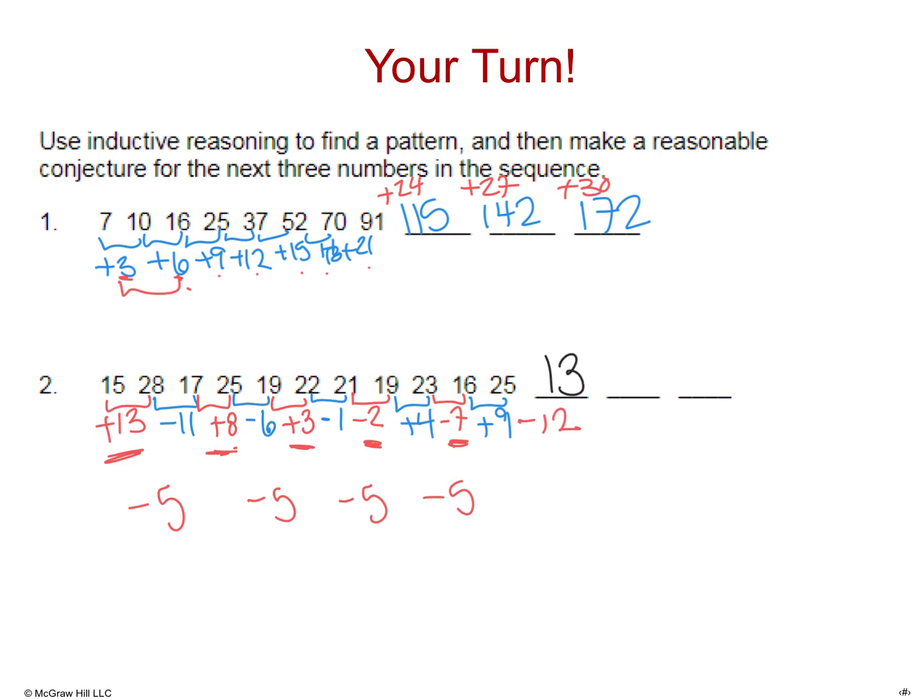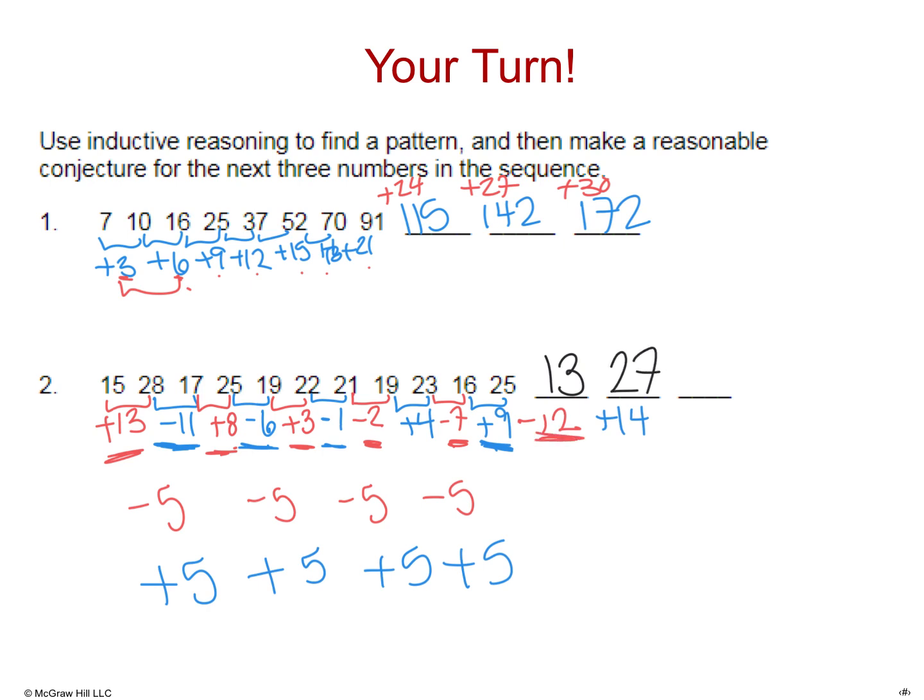And then you can see in blue, we have negative 11, negative 6. That would be increasing by 5. Negative 6 to negative 1 would be plus 5. Negative 1 to 4 is plus 5. And then 4 to 9 is plus 5. Okay, so then it'll increase by whatever this number is, plus 5. So 9 plus 5 is 14. So I would add 14 to 13, and that would give me 27.